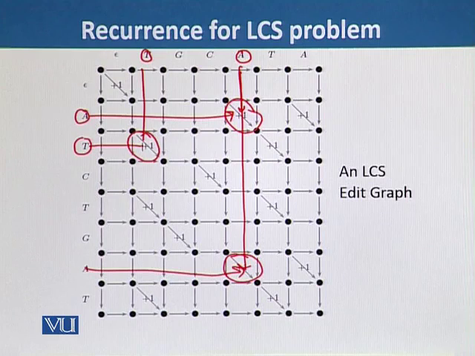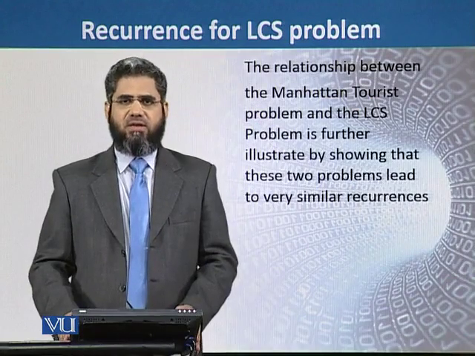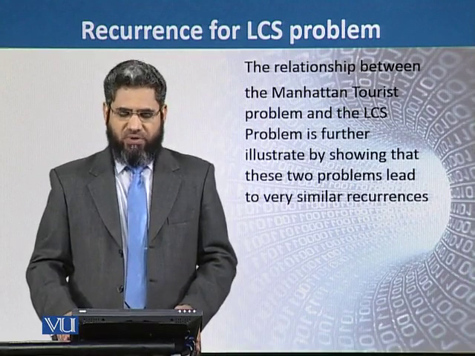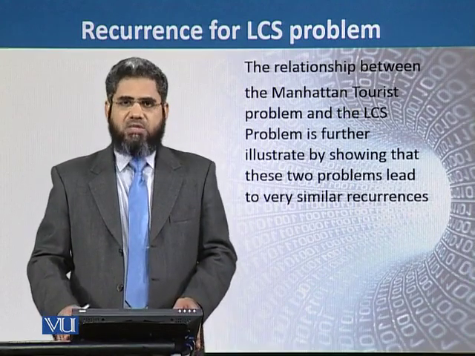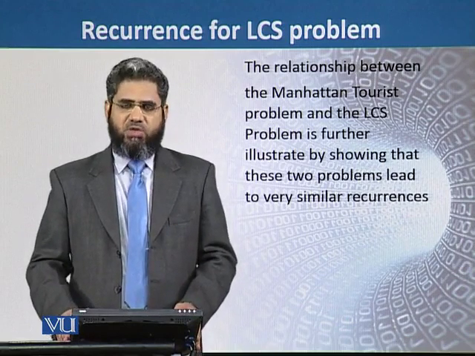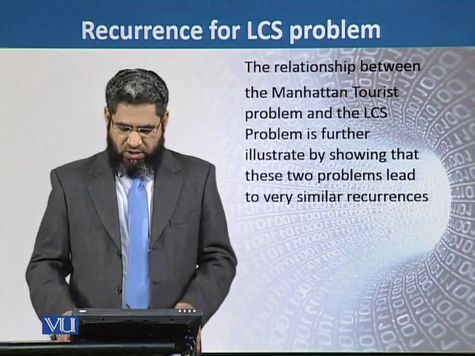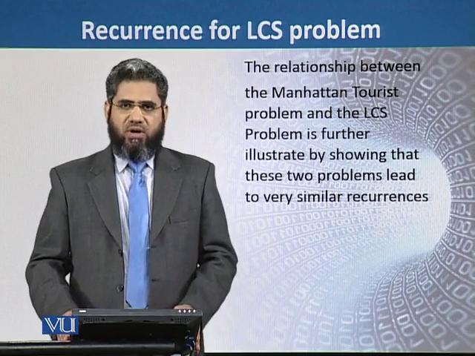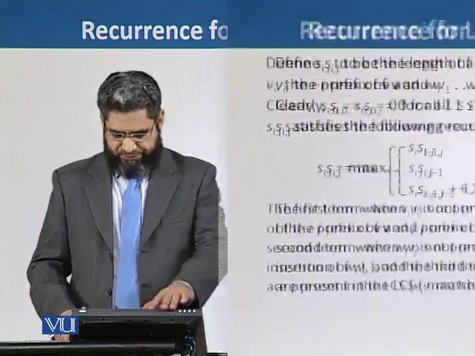So after retaining these diagonals, we will come up with a sequence that is a subsequence present in both of the strings, V and W. So the relation between the Manhattan Tourist problem and the longest common subsequence is further illustrated by showing that these two problems lead to a very similar recurrence.